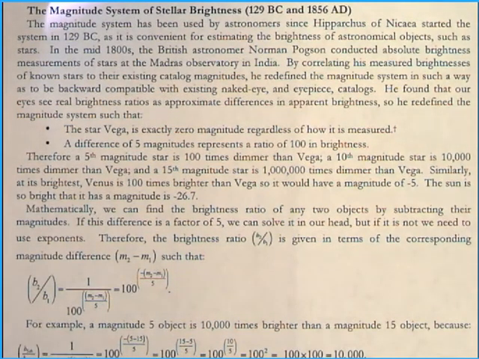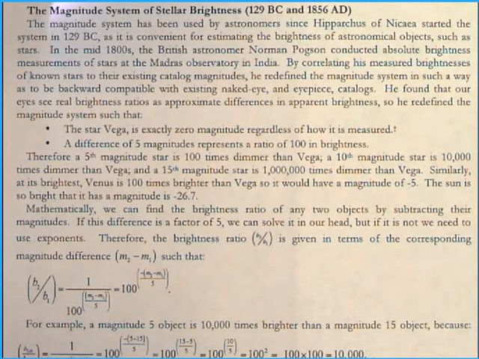The magnitude system is used by astronomers to measure the brightness of objects such as stars. It is kind of odd from our modern sensibility, but that's because it was set up in 129 BC by Hipparchus of Nicaea. It is convenient for estimating the brightness of astronomical objects such as stars.